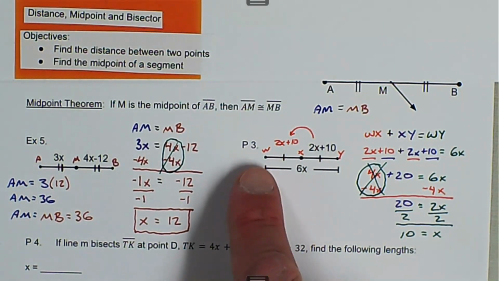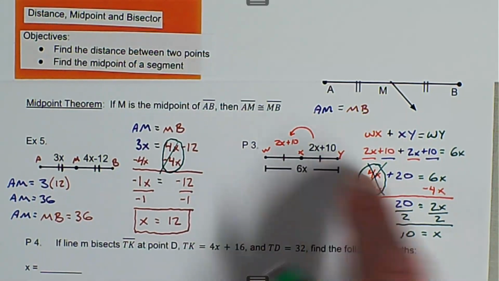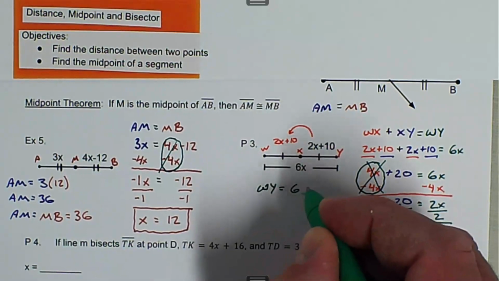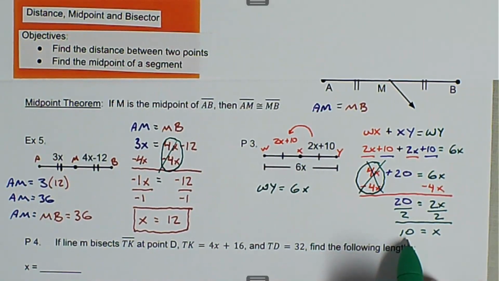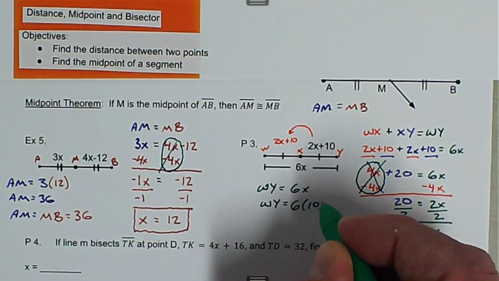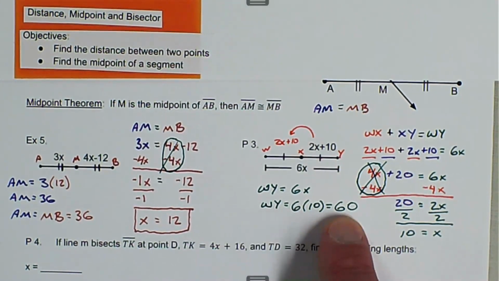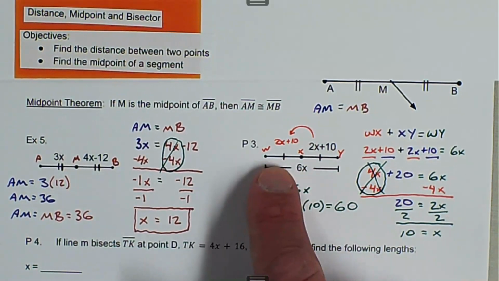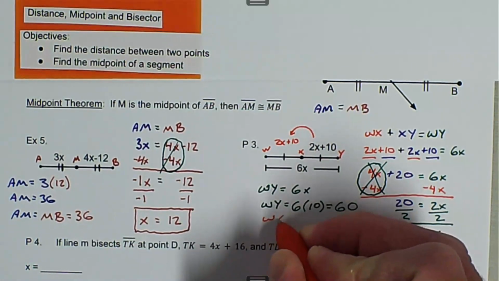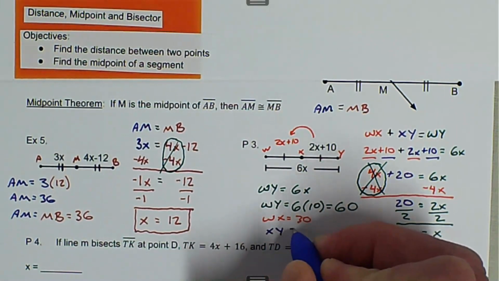And then the last thing, if we wanted to find out the full value of each of these, let's say we wanted to find out what the value of WY was. So we know WY is equal to 6x. So we can substitute 10 in. And we get 60. So if we know WY is 60 and we know these two are congruent, we know that each one of those is going to be equal to 30. So we know WX equals 30, and we know XY equals 30.